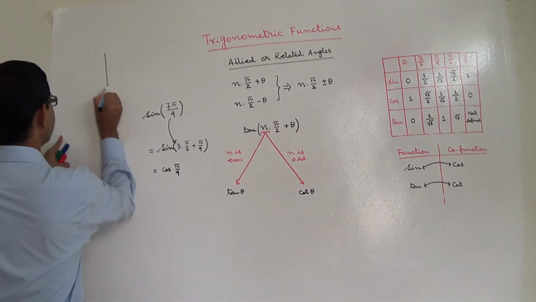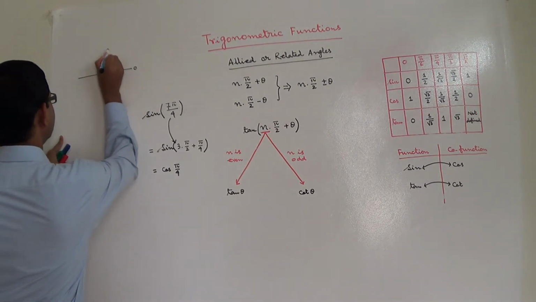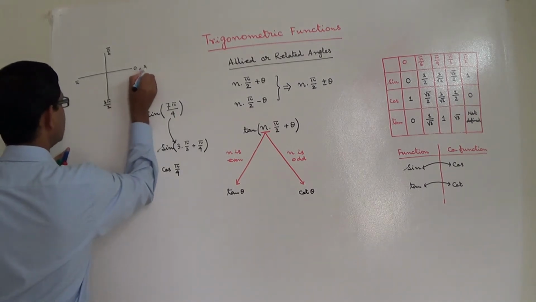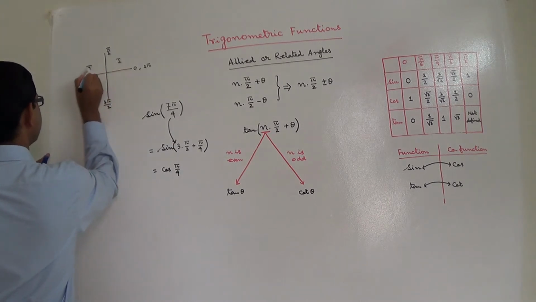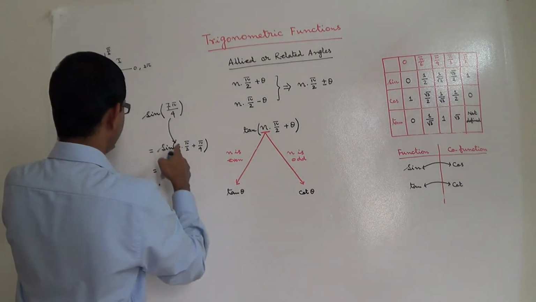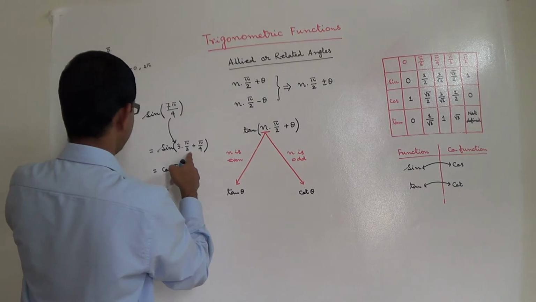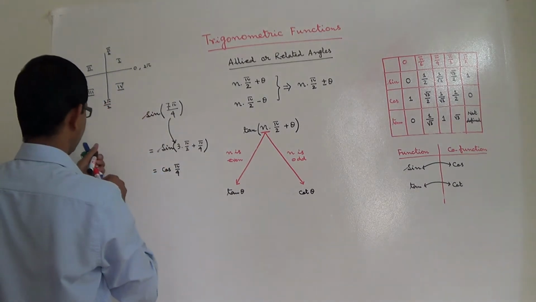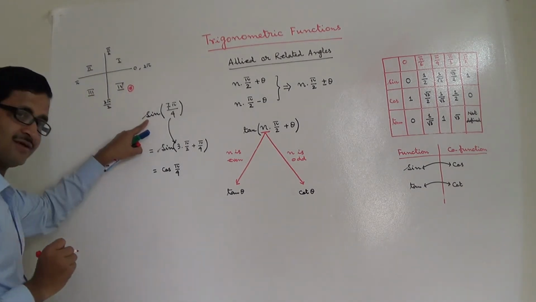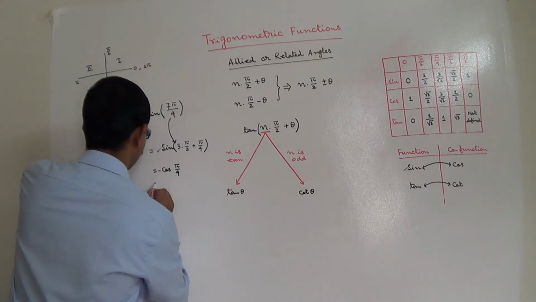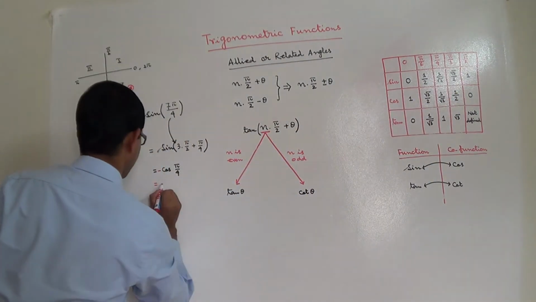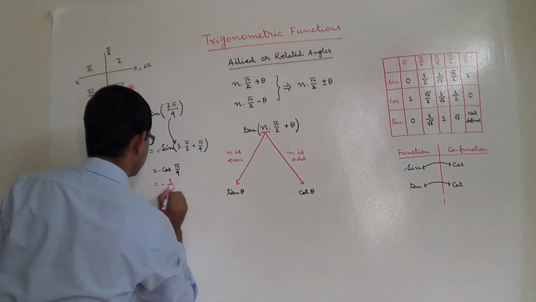So if we quickly recap our previous class, this is 0, this is pi by 2, this is pi, this is 3 pi by 2, and this is again 2 pi. So this is the first quadrant, this is the second quadrant, this is the third quadrant, and this is the fourth quadrant. Now 7 pi by 4 is 3 into pi by 2, that means this one, plus pi by 4. So 7 pi by 4 lies in the fourth quadrant. And in the fourth quadrant, sine is negative, so it will be minus cos pi by 4. And we know cos pi by 4 is 1 by root 2. So the value is minus 1 by root 2.